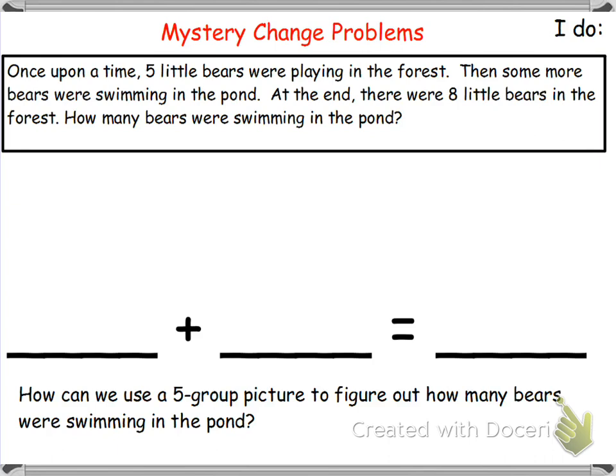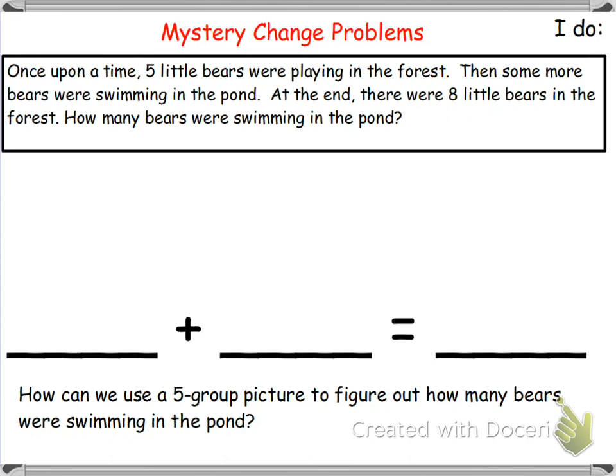Read it again. Once upon a time, 5 little bears were playing in the forest. Then some more bears were swimming in the pond. At the end, there were 8 little bears in the forest. How many bears were swimming in the pond? Okay, now I'm going to read one more time. This time I'm going to circle my numbers as I'm reading.